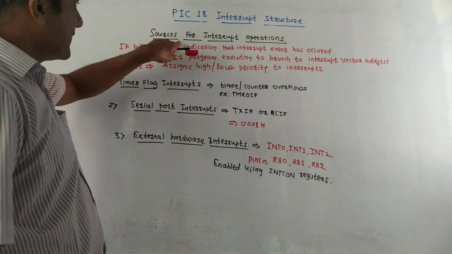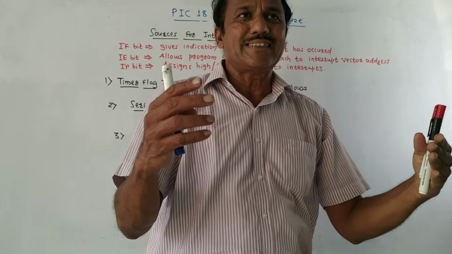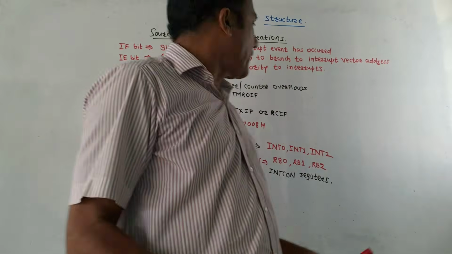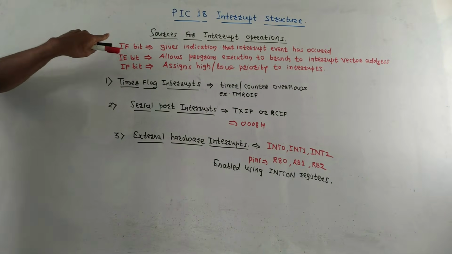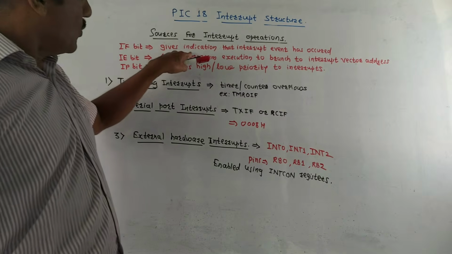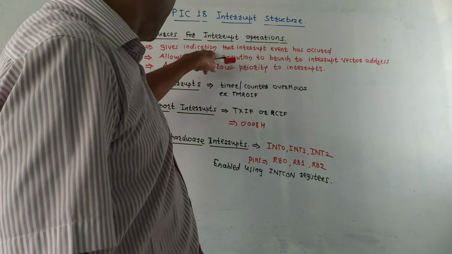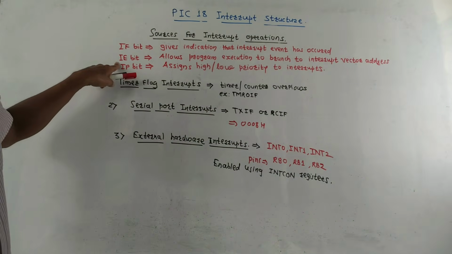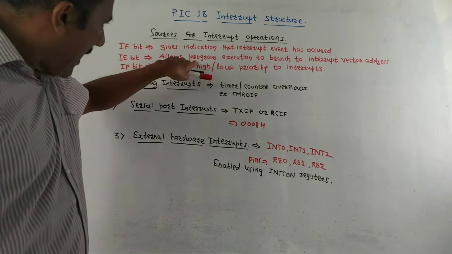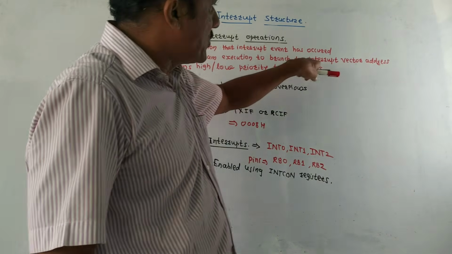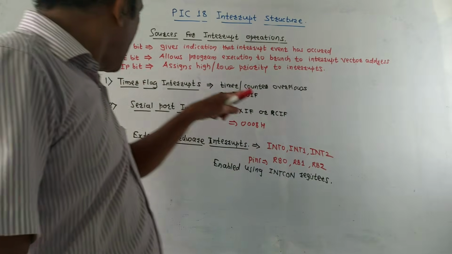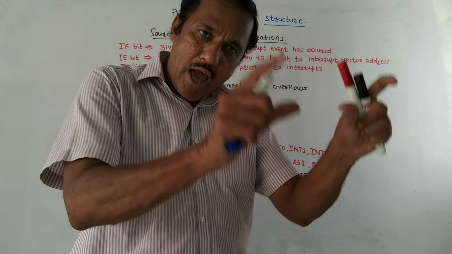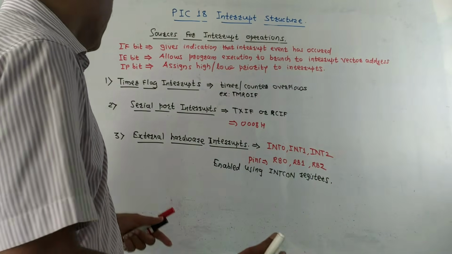Let us discuss sources for interrupt operation. Sources means three usual bits are used which are related to interrupt operation. First is IF bit, that is interrupt flag bit. So this is the flag indication. So naturally it gives indication that interrupt event has occurred. Then IE bit, that is interrupt enable bit, allows the program execution to branch to the interrupt vector address. And third bit is interrupt priority bit. It is related to assigning high or low priority to the corresponding interrupts.